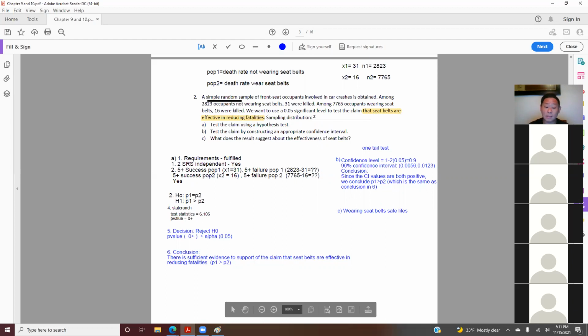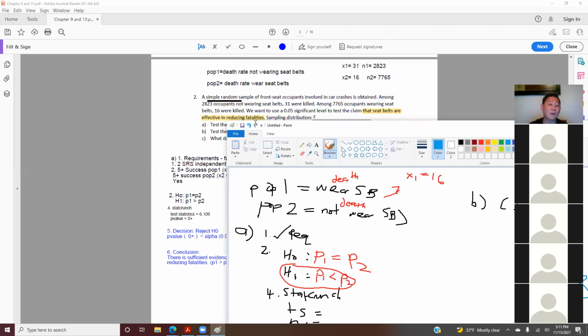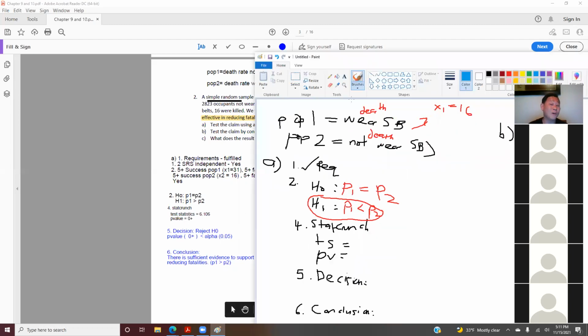Yes. And how about this? If I switch around, the death rate of those who wear seatbelts is what? Less than those who do not wear seatbelts, right? Is that the same thing as seatbelts reduce death? Yes. And you will see what's happening to your test statistic and p-value. That's why I want you to try this, because your answer is a little bit different, but your conclusion is the same.